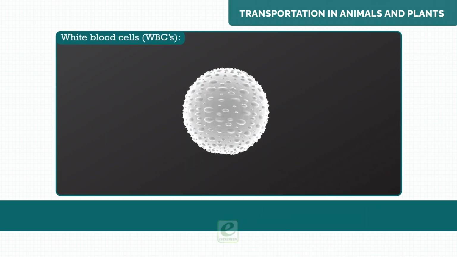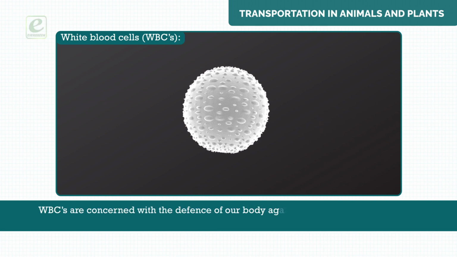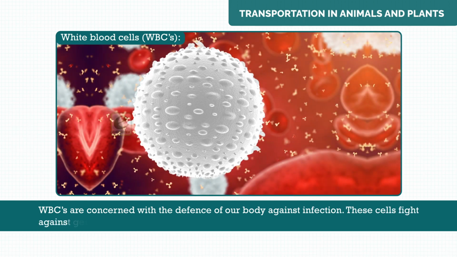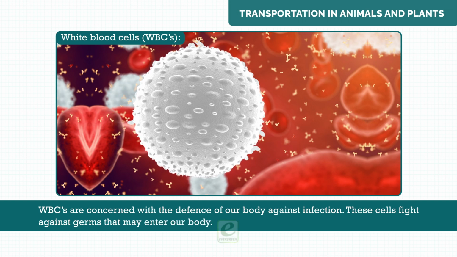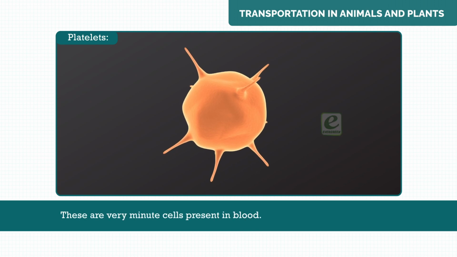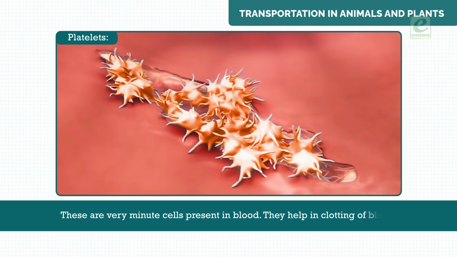White blood cells, or WBCs. WBCs are concerned with the defense of our body against infection. These cells fight against germs that may enter our body. Platelets. These are very minute cells present in blood. They help in clotting of blood.